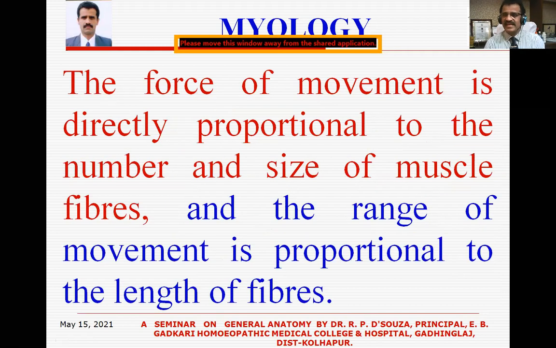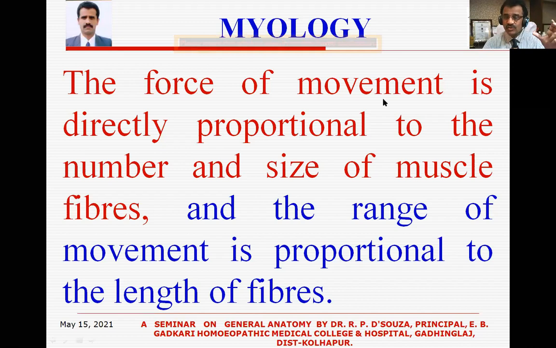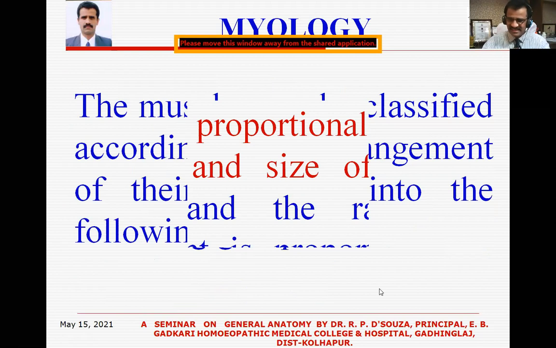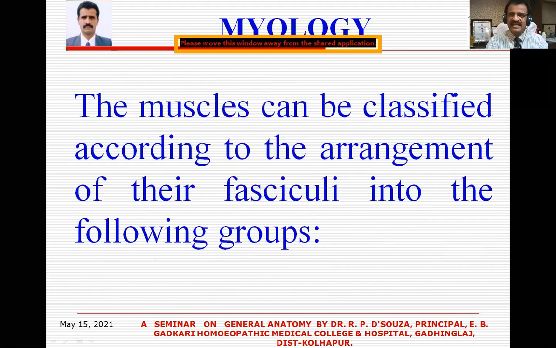The force of movement is directly proportional to the number and size of muscle fibers, and the range of movement is proportional to the length of muscle fibers. So if the muscles are long, that will give you more range of movement. And for force, if the muscle is thick, that means the number and size of fibers is large, it will give you force. So for force and for range, there are different sizes and lengths of muscle, and that is why we have different sizes and lengths of muscles.